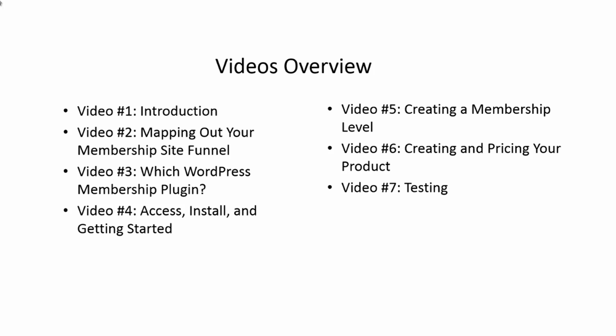And of course, in video number 6, we'll talk about creating products and pricing your products within the WooCommerce store. In other words, you're going to be able to connect the memberships to an actual product. So if somebody buys that product, they can get access to that specific membership level. And of course, last but not least, video number 7, we'll talk about testing. How do you go about making sure that you have everything correct, it's going to work, and you've spent all that time and it actually works?